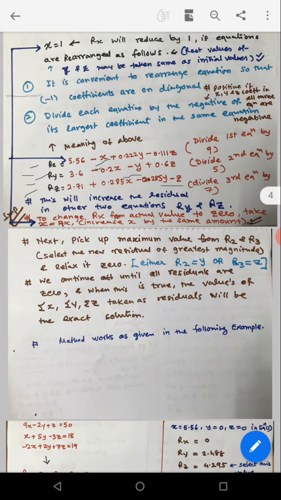So we continue this procedure of taking maximum residuals from each process. We continue this process until all residuals are 0, and when this is true, the final value of the solution is obtained by sigma x, sigma y, sigma z. Now these are the sigma Rx actually, whatever initial value we have taken for x, whatever initial value we have taken for y, whatever initial value we have taken for z, we are going to add it up, and that will be your solution. So let us see this example.